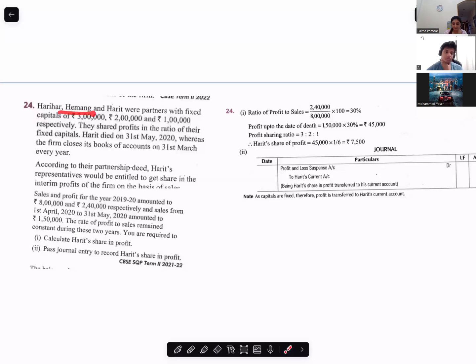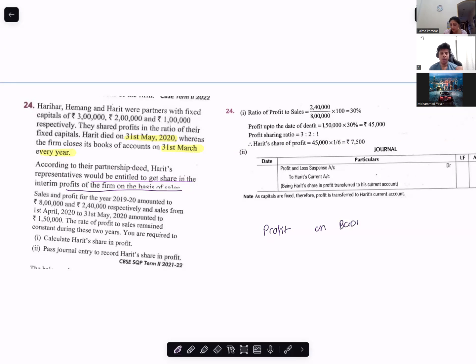Harihar, Hemant, and Harit were partners with fixed capital of rupees 3 lakh, 2 lakh, and 1 lakh respectively. They shared profit in the ratio of fixed capital. Harit died on 31st May 2020, whereas the firm closes its books of account on 31st March every year. According to the partnership deed, Harit's representatives would be entitled to get a share of the interim profit of the firm on the basis of sales. So he will get the profit on the basis of sales.